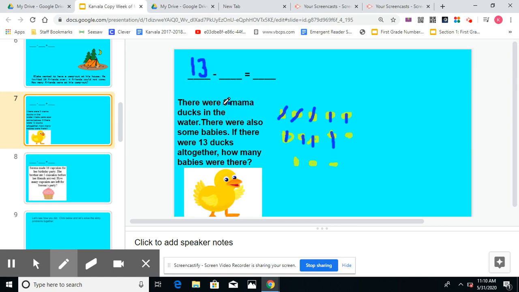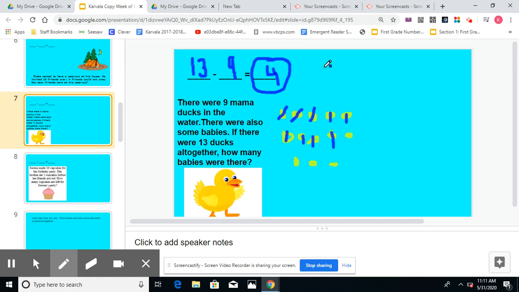And how many were mamas? 9 were mamas. So we're looking for this answer right here. So that's going to be how many we still have. If there was 13 ducks and these were the mamas, then how many were the babies? 1, 2, 3, 4. And I'm going to put my 4 there, and I circled what it was asking me for.